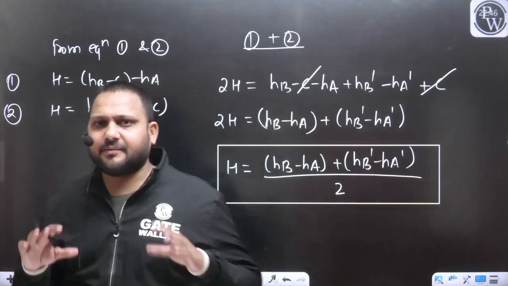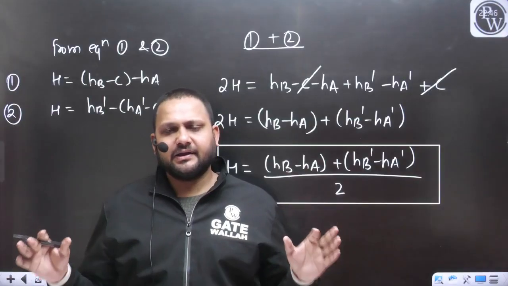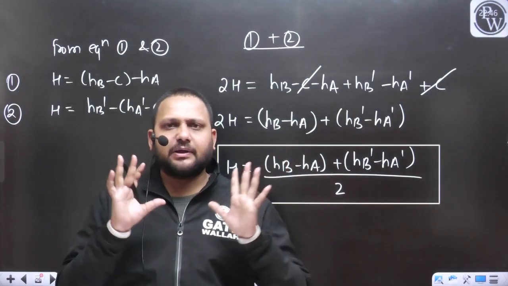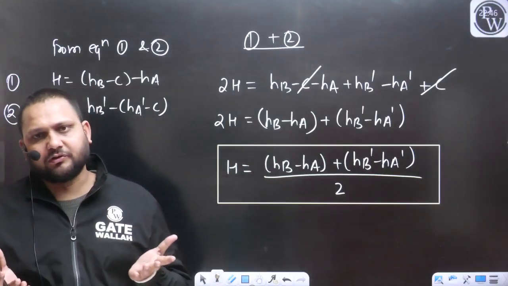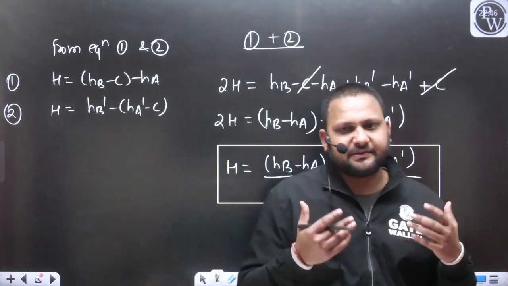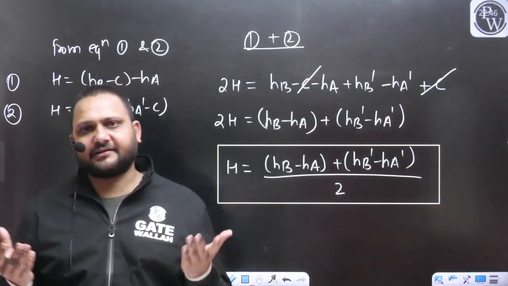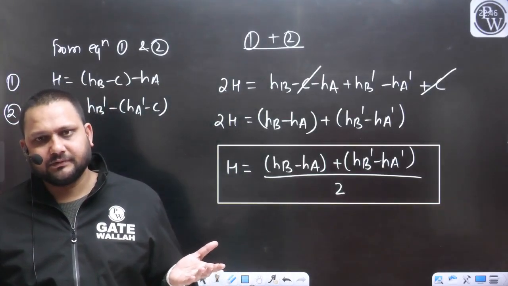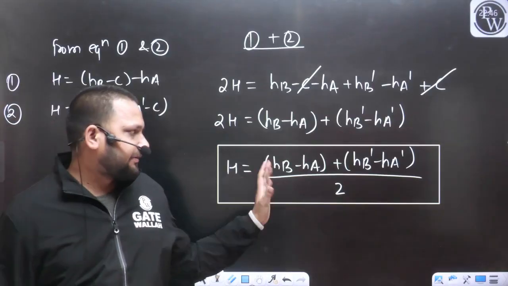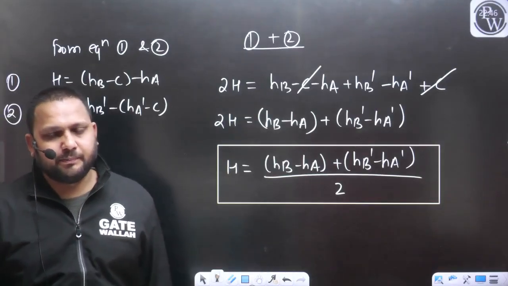So let's summarize. What you have to do, just first place the instrument near A, take the staff reading on both the points, and those readings are HA and HB. Then shift the instrument, place the instrument near B, again take two staff readings, HA dash and HB dash. And with the help of those readings, you can easily calculate the elevation difference between the point A and B.